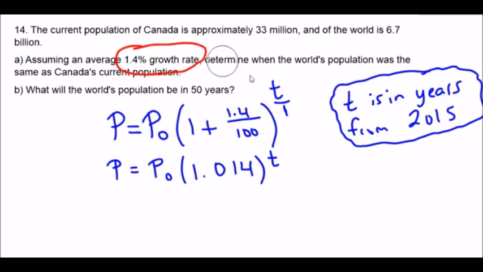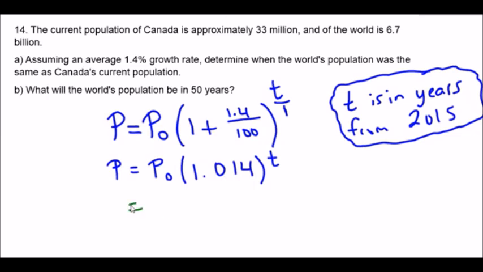What I'm asked to do in question A is determine when the world's population was the same as Canada's current population. So how long ago were there 33 million people on the planet? The problem is that because this is a growth rate question, it's going to be tough for me to find "ago". So I'm going to turn the question around to give me the same answer: if Canada now has 33 million people, how long will it take to grow to 6.7 billion? Because it's really the same question, mathematically anyway.